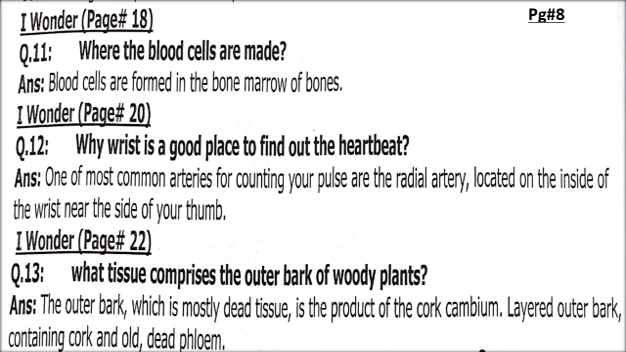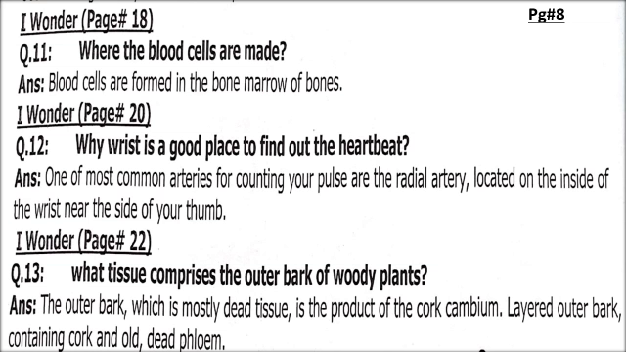Now question number 12 is, why is the wrist a good place to find out the heartbeat? One of the most common arteries for counting your pulse is the radial artery, located on the inside of the wrist near the side of your thumb.